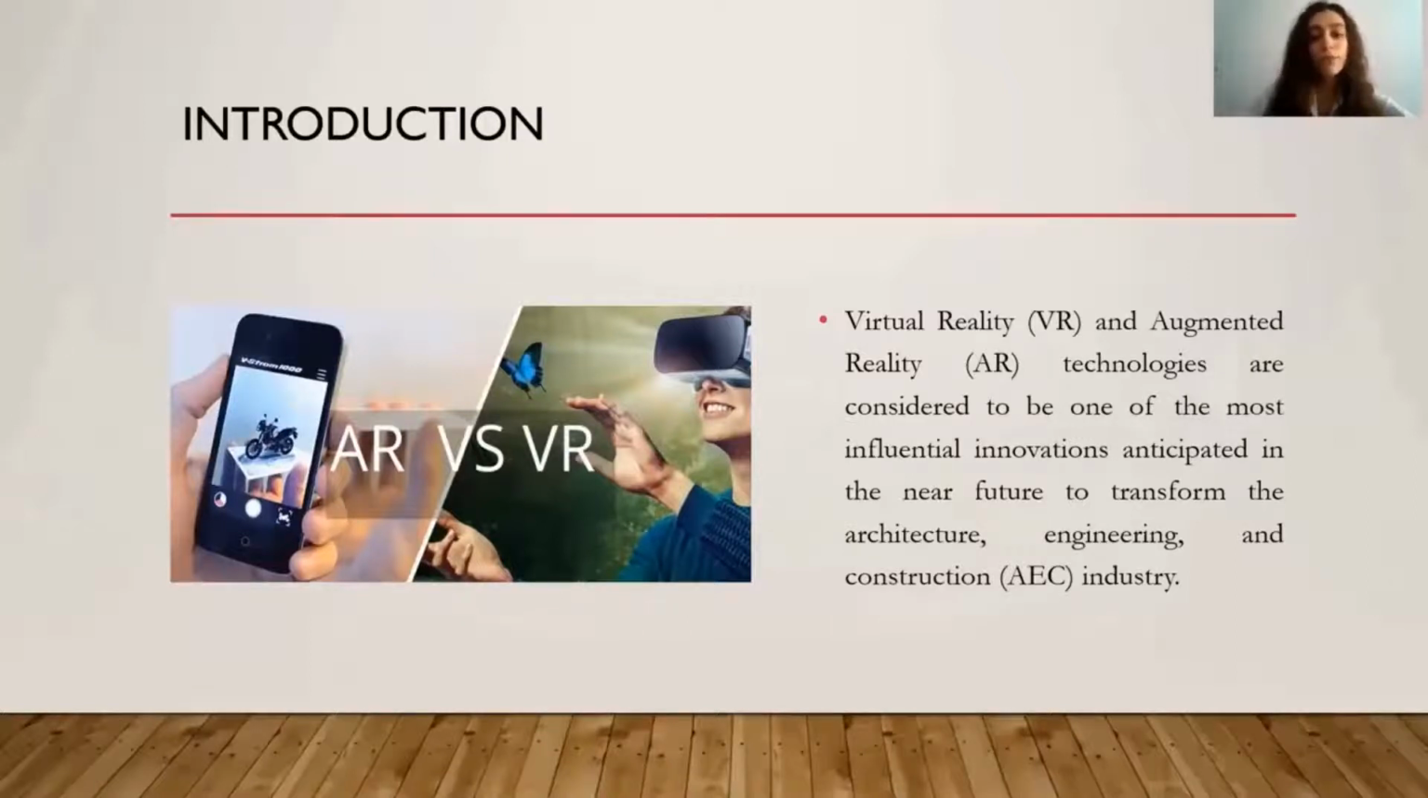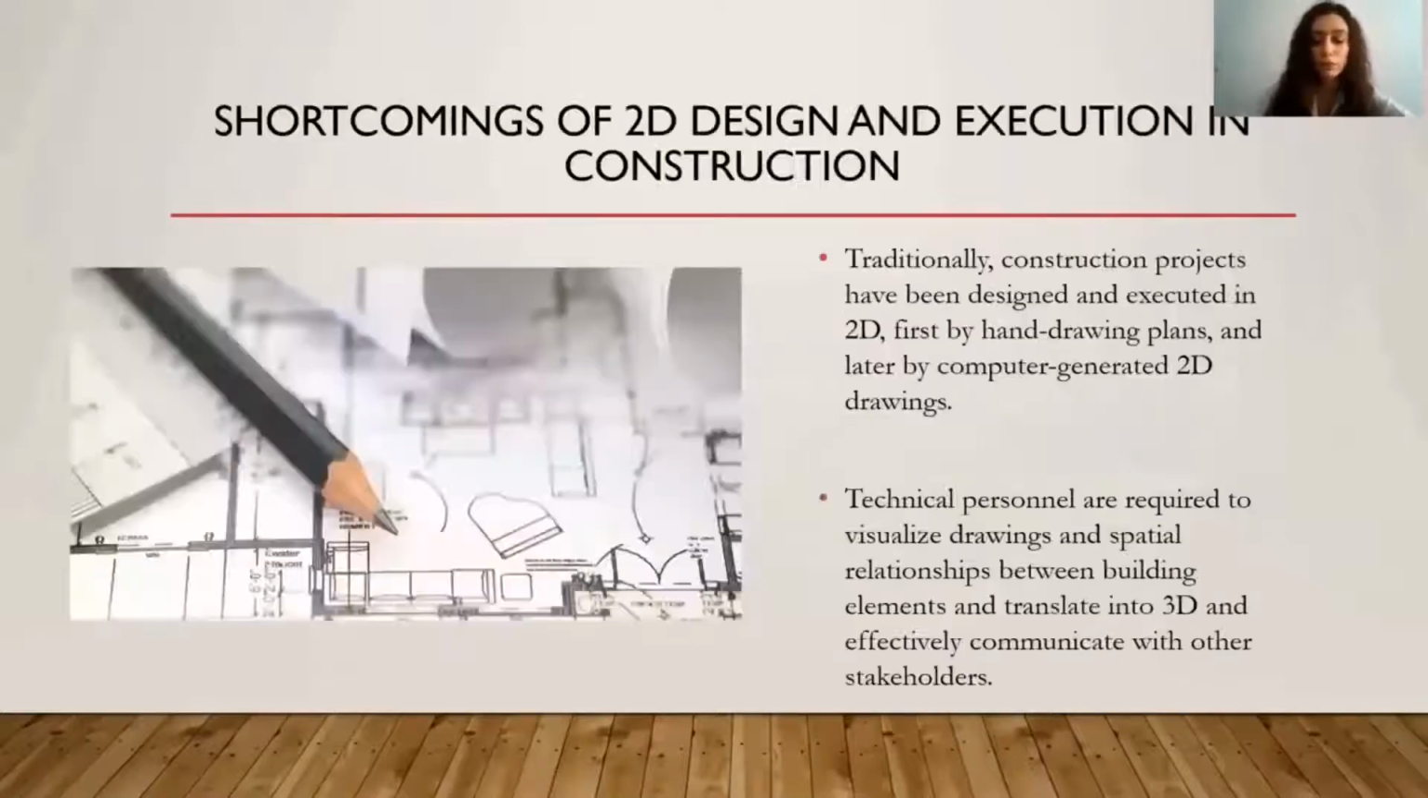VR goes a step further with 3D visualization. It is generally defined as a 3D synthetic environment or structure generated by computers that gives the user a sense of being immersed in a real world. So what are the shortcomings of 2D design and execution in construction? Traditionally, construction projects have been designed and executed in 2D, first by hand-drawing plans and later by computer-generated 2D drawings.